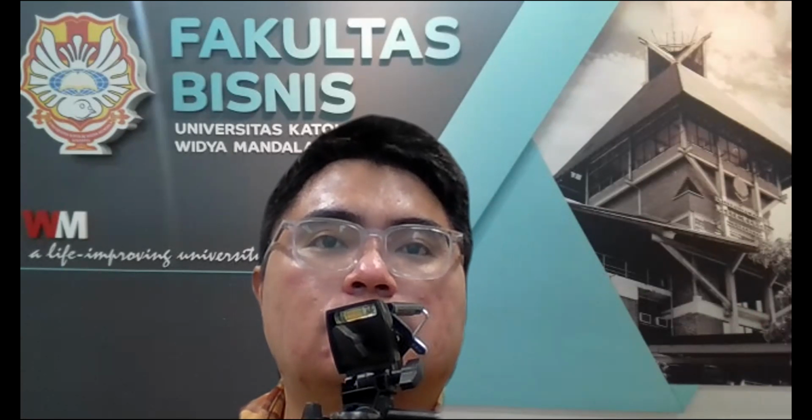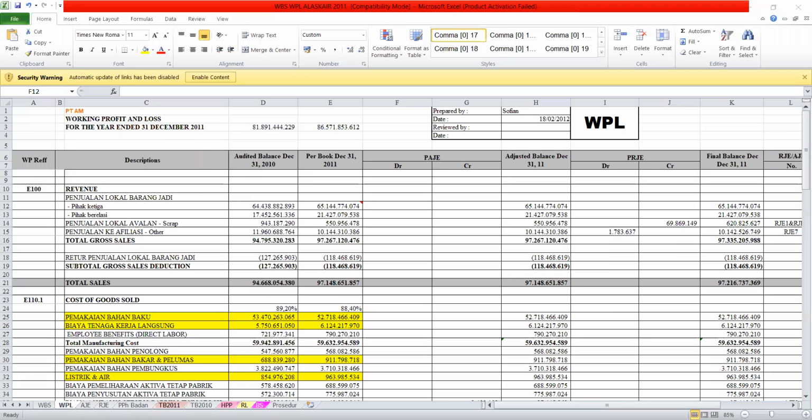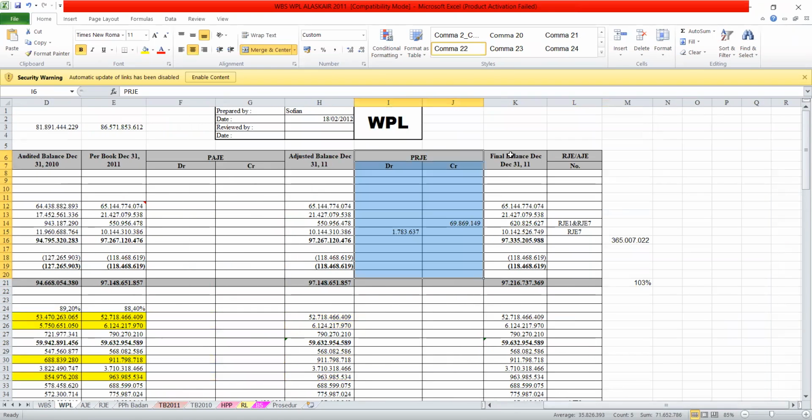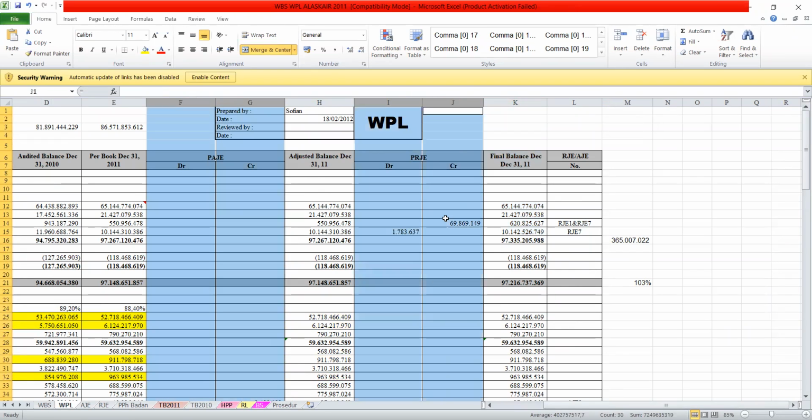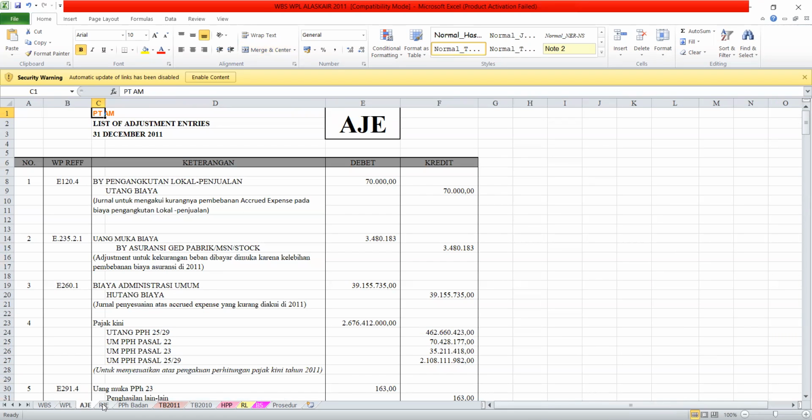Okay, so I will show you what kind of discussion they have. This is the working balance sheet, working profit loss. And as you can see, in the working balance sheet and the working profit loss, they have an adjustment. They have the reclassification before they have the final balance, or we say audited balance. The discussion is all of the numbers on this column, and all of the numbers on this column, summarized in this list.